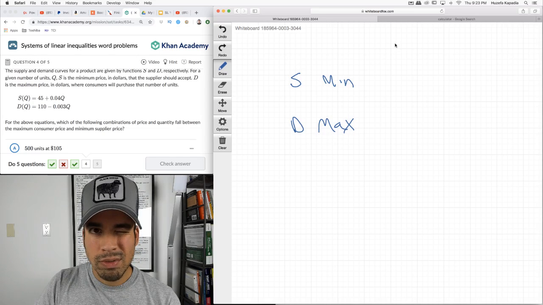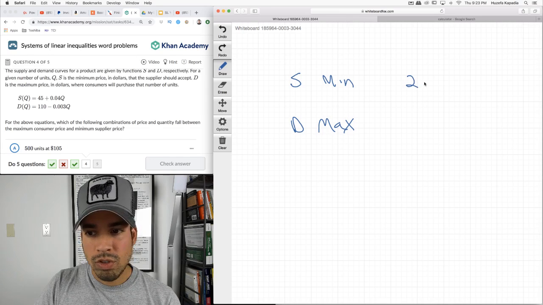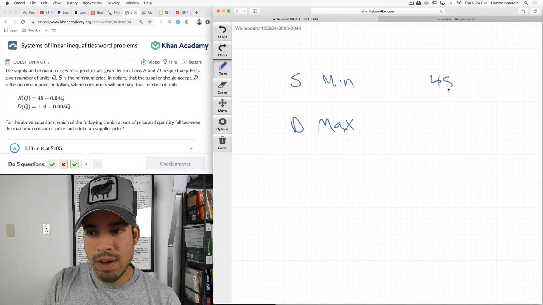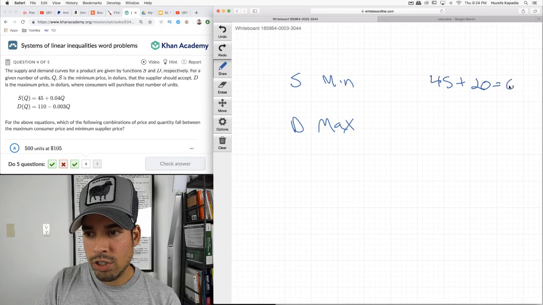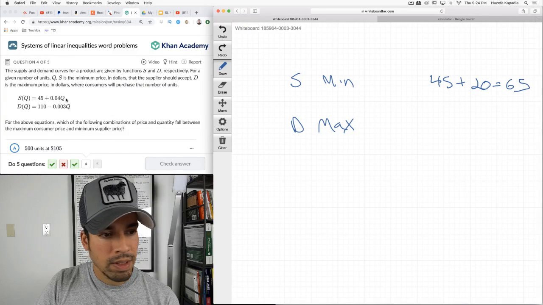500 times 0.04 is 20. So S equals 45 plus 20, which is 65. So 105 is definitely above that min.